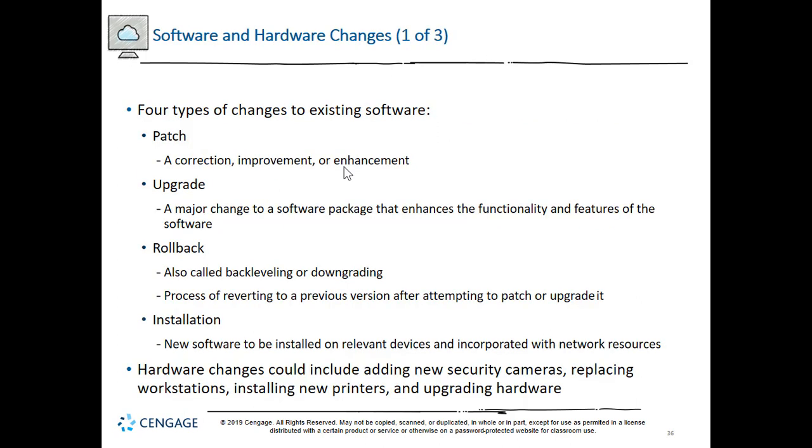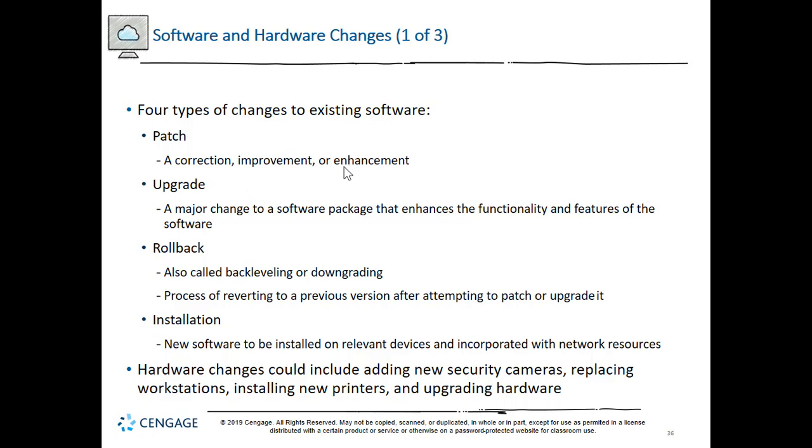Now, different types of software that we have to look at when we're doing changes. A patch is a correction, improvement, or enhancement. So we discover that there is a flaw in the software, we have to fix it. Large enhancements to our software would be considered an upgrade.